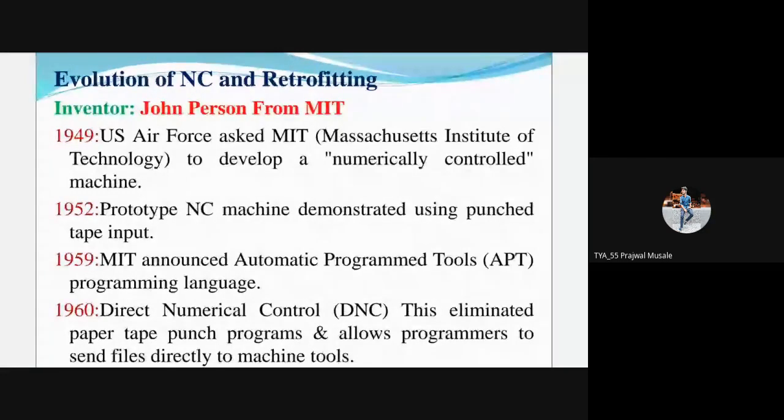Prototype NC machine demonstrated using punched tape input. Different tape type inputs are there. In 2001, in the 21st century also, these types of strips are used in photography. In the previous 10 years the cameras are manufactured.